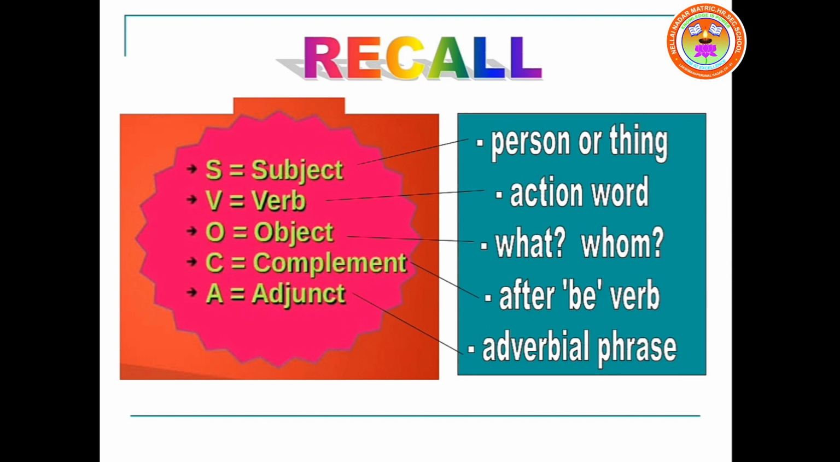C comes after the linking verb be. Be verbs are is, am, are, was, were. And complement completes the sentence. Adjunct means adverbial phrases or adverbials.